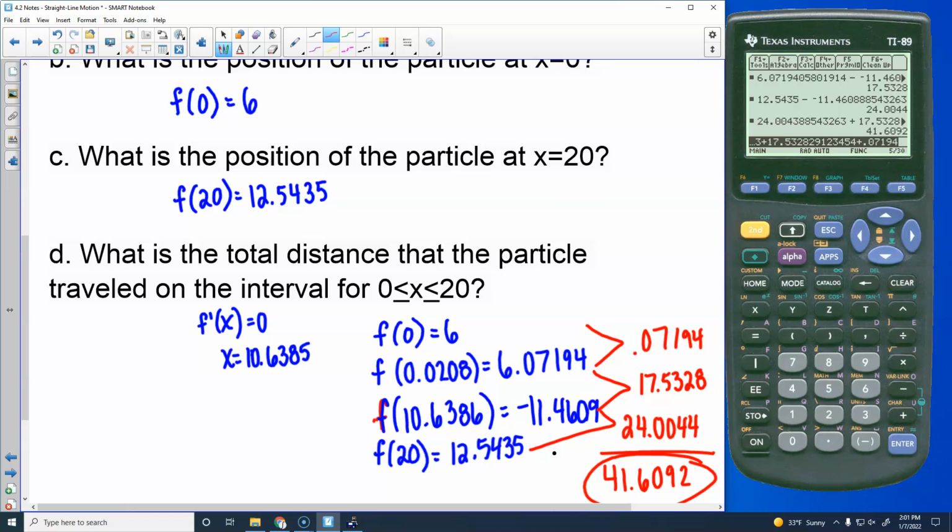When we learn how to integrate, there is going to be a way. If we have certain information, there is a way that we can do this problem without having to check every point and do it this way. But we have to learn how to integrate before we can do that.